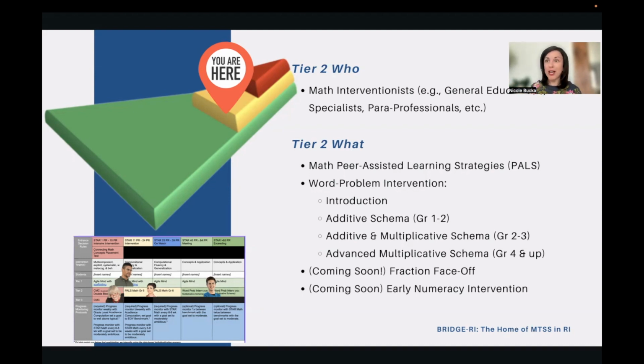And on Bridge RI, we have trainings and intervention materials for peer-assisted learning strategies, Pirate Math, which is word problem intervention. We have grades 1 and 2, we have additive schema. Grades 2 to 3, we have additive and multiplicative, and so on and so forth. Fraction face-off, another evidence-based intervention, is coming soon. Right now, it's being used for a study, but as soon as it's done, it'll be available for Rhode Islanders' use. And we're getting a preschool early numeracy intervention coming as well.